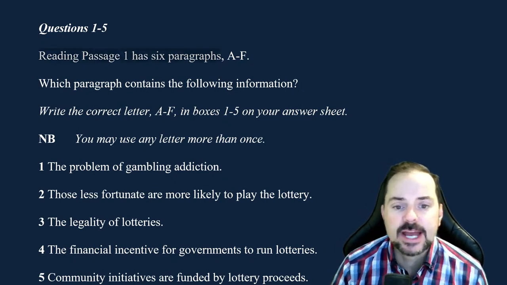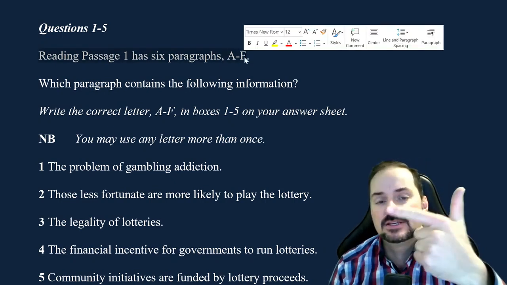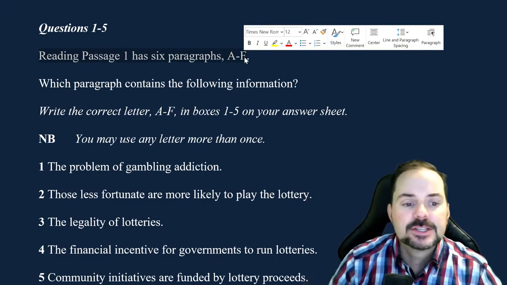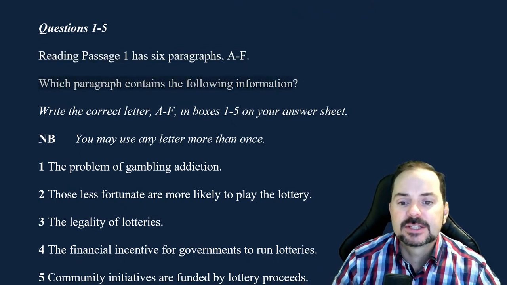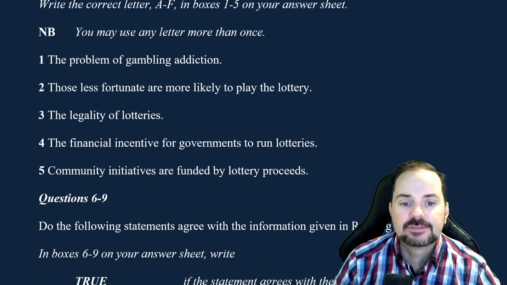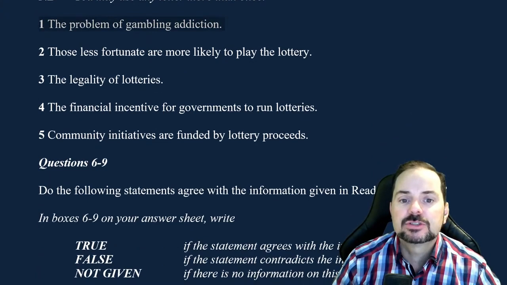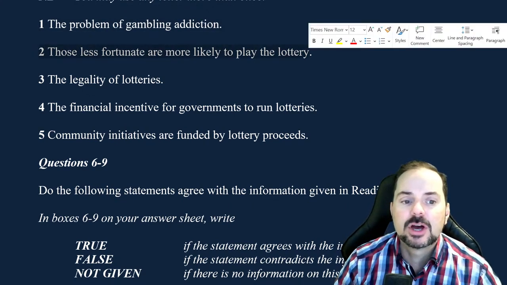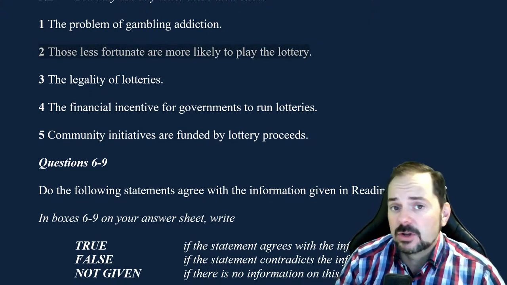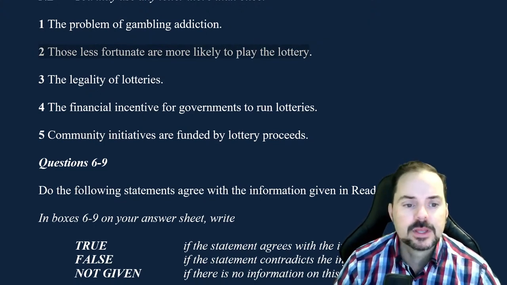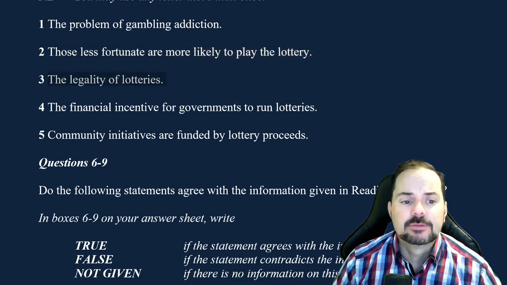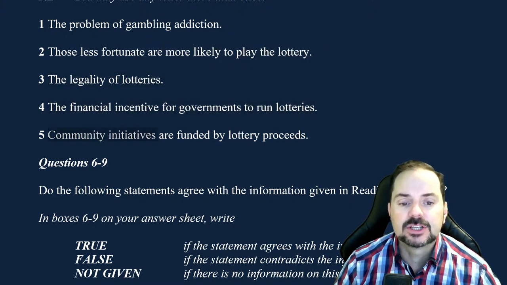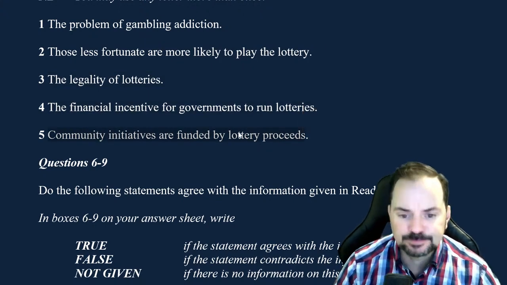Reading passage 1 has 6 paragraphs, A to F. A, B, C, D, E, F. Yeah, 6. Which paragraph contains the following information? Okay, so we have to match the information to the paragraph. The problem of gambling addiction. Those less fortunate are more likely to play the lottery. This information, it's all somewhere in the passage, so we should review it. The legality of lotteries, the financial incentive for governments to run lotteries, community initiatives are funded by lottery proceeds.